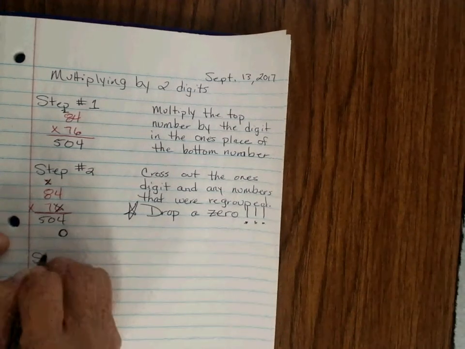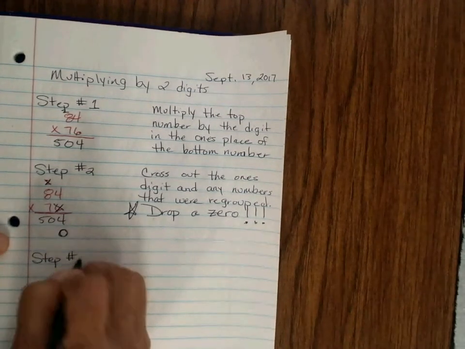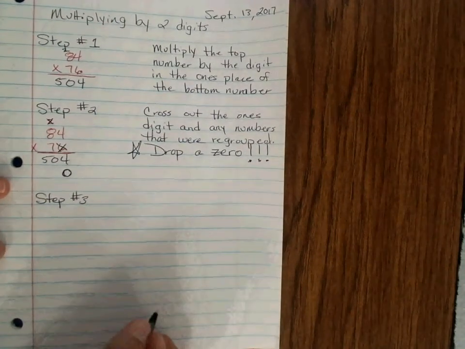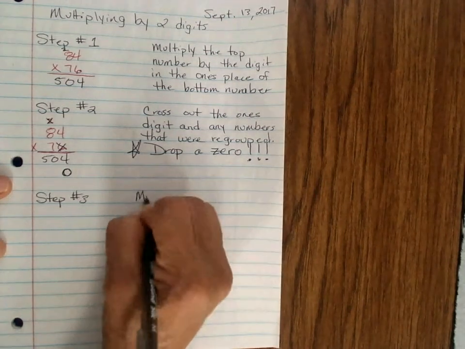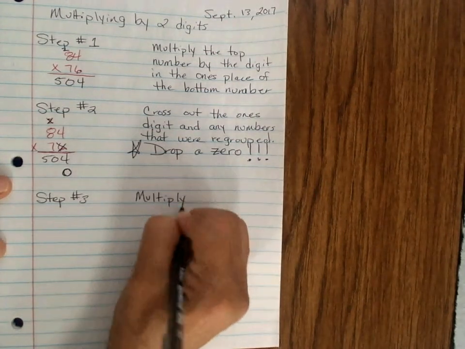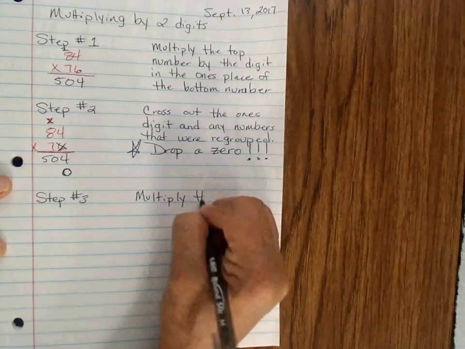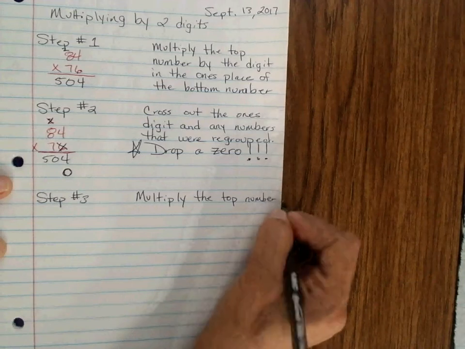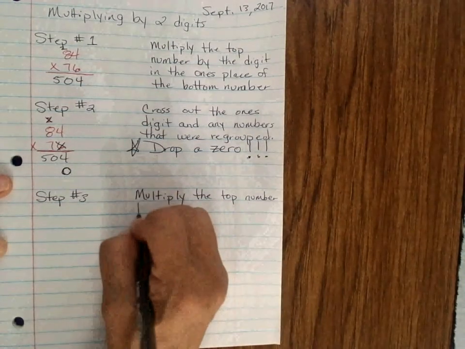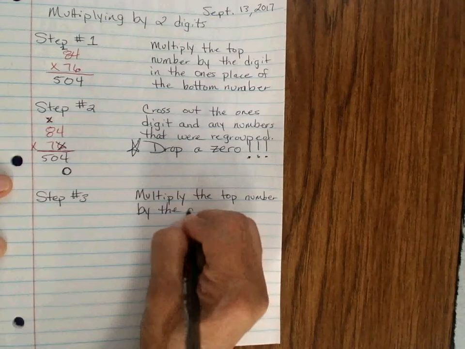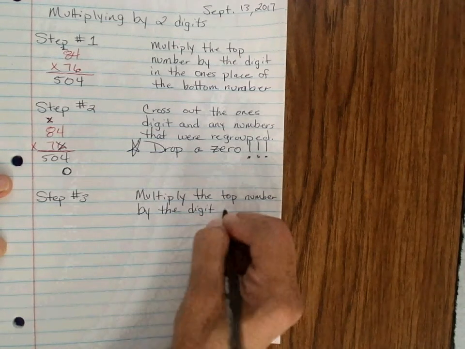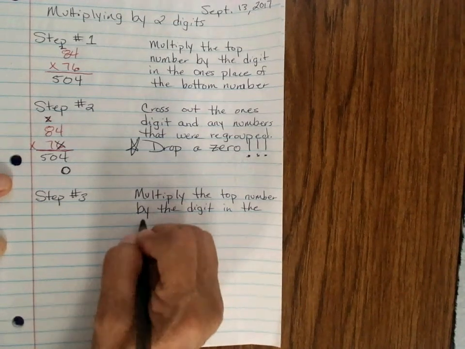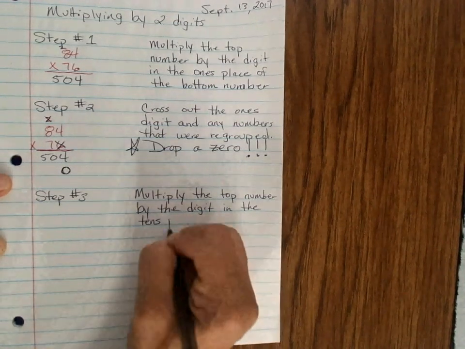Okay, moving on to step 3. Okay, now we're going to multiply the top number by the digit in the tens place of the bottom number.